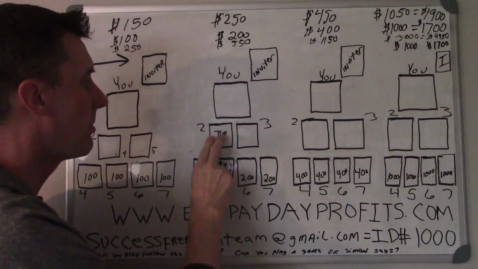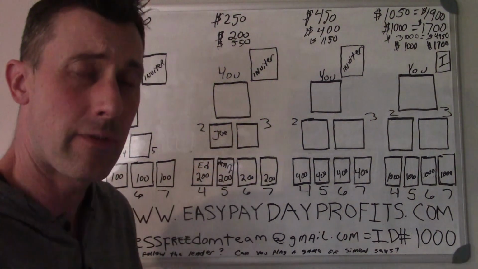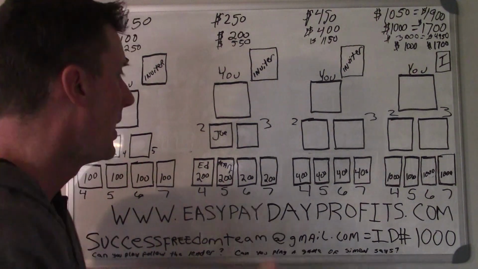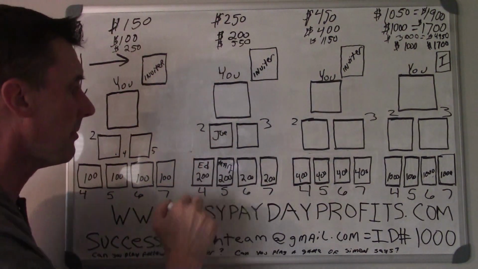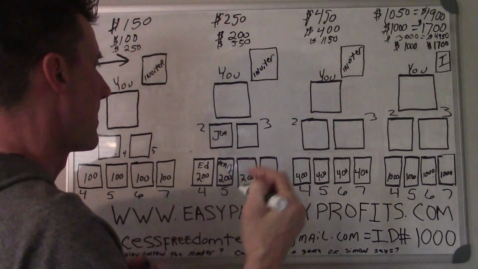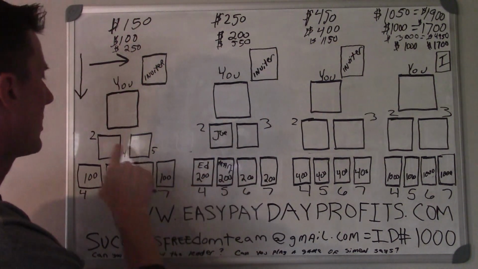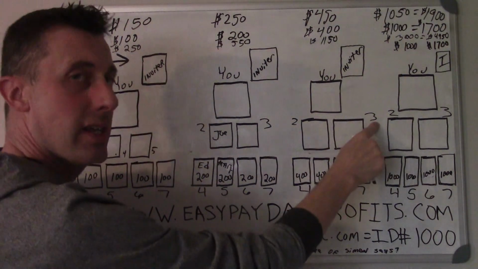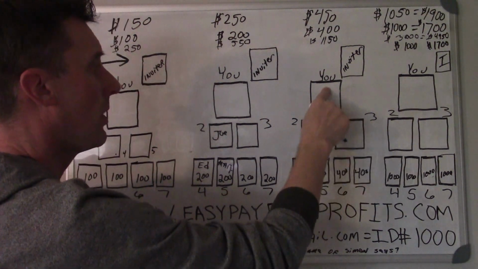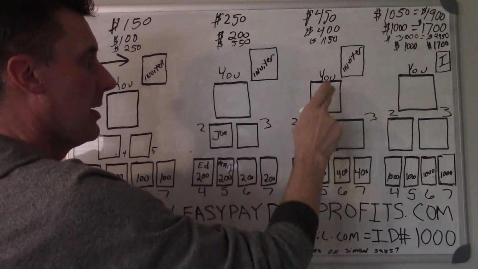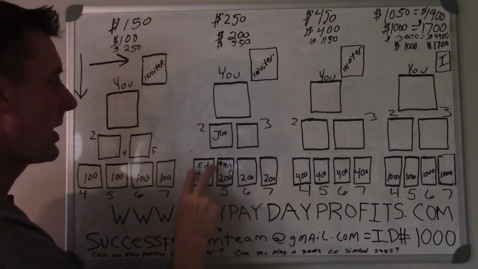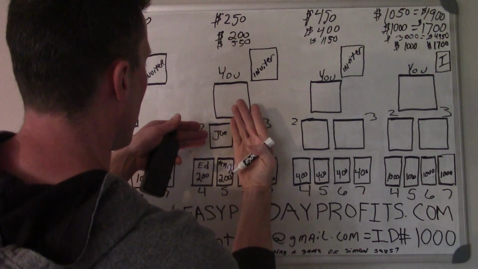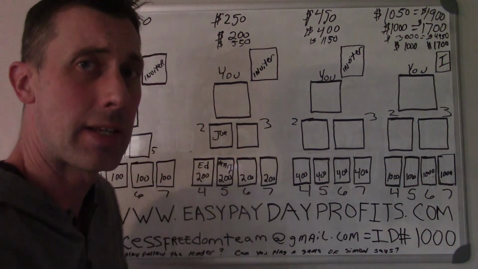Plus you're putting 2 people on Joe's team. You're getting paid for them both, $400. Plus, what does it do for Joe? It fills his positions 2 and 3, right? If this is Joe, you just put 2 people and filled his front line with 2 people right here. There's Joe. He's now got 2 people on his team.